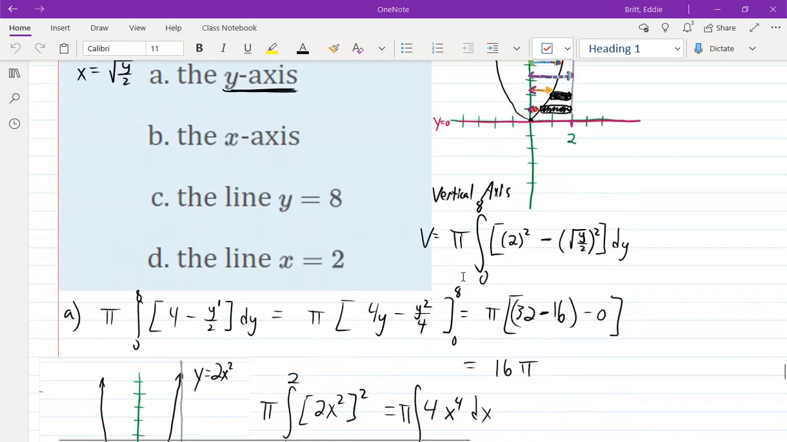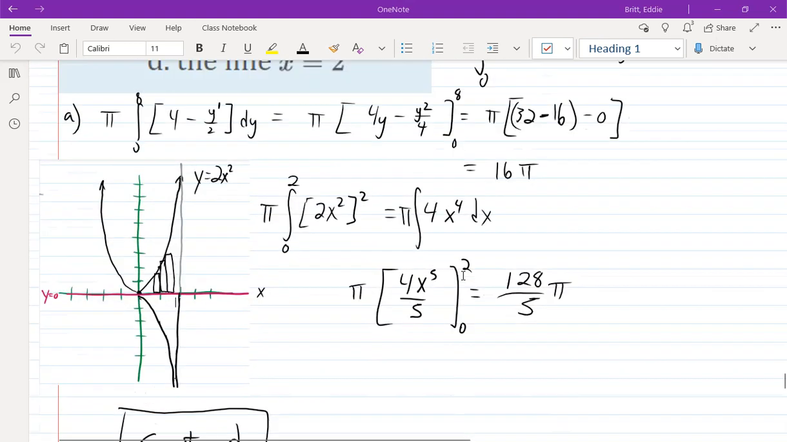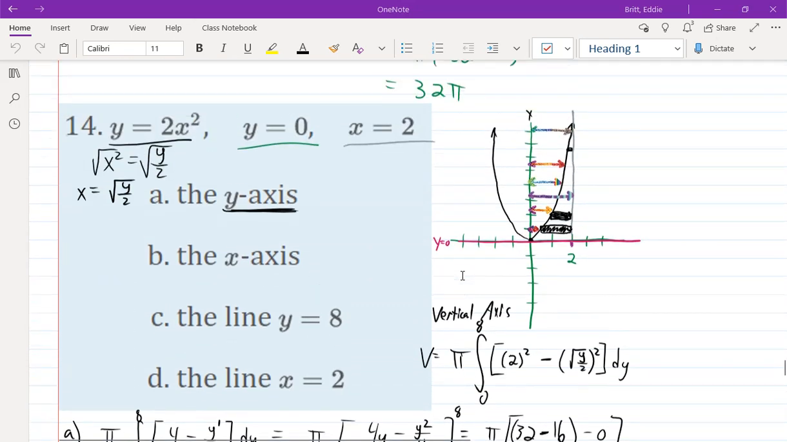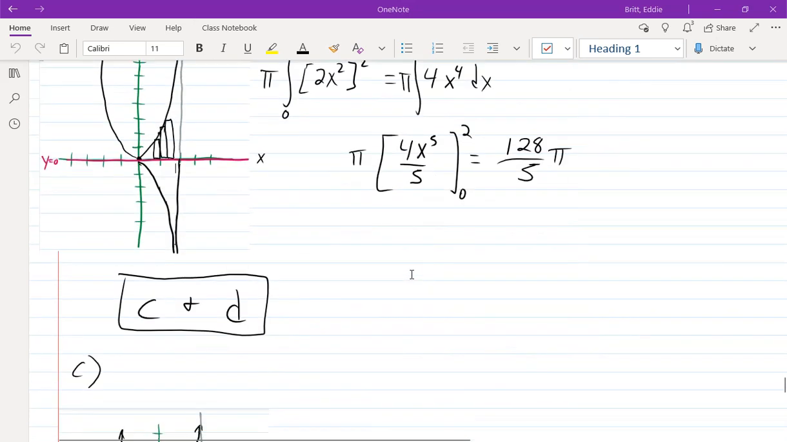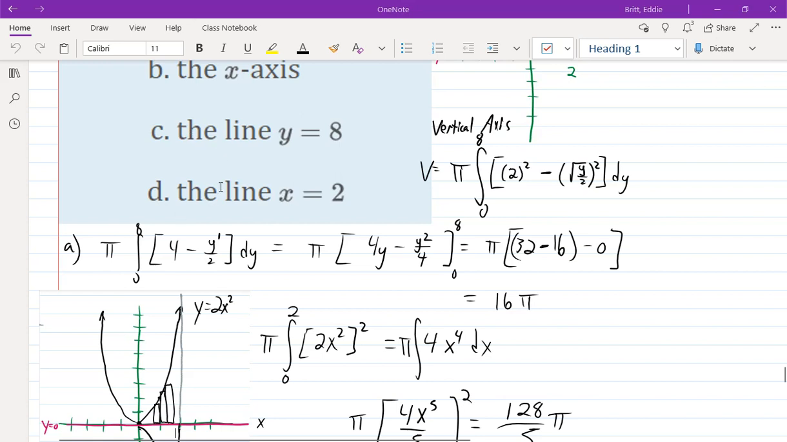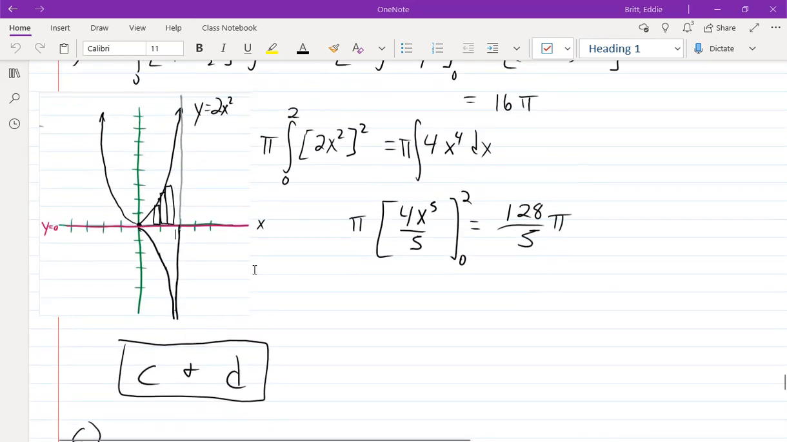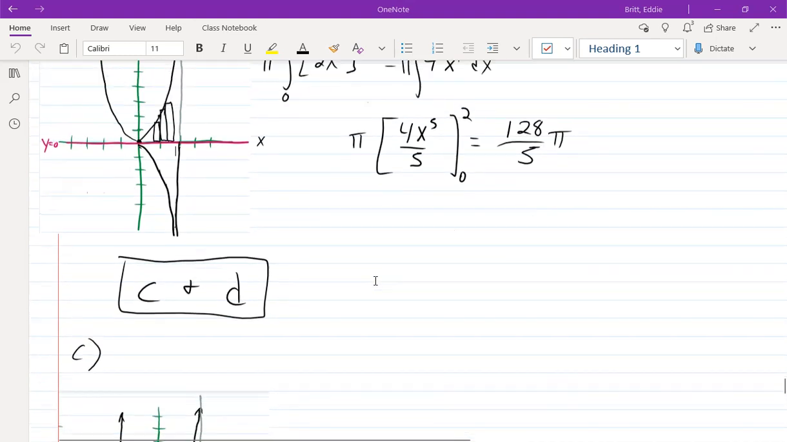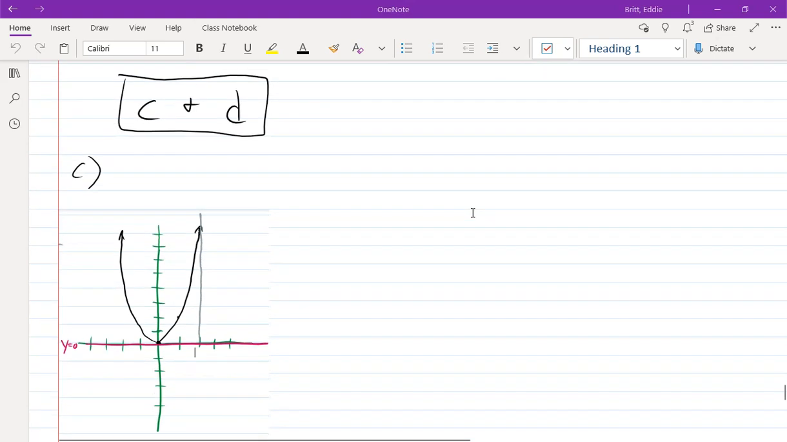But I told you I would work through C and D, so I want to go ahead and work through those. We worked through A in class, and I think maybe B. I want to look through C and D now. So it's going to be the same graph as before. That's why I just copied the graph down again. So it's going to be that same space, except on C we are going about the line y equals 8.